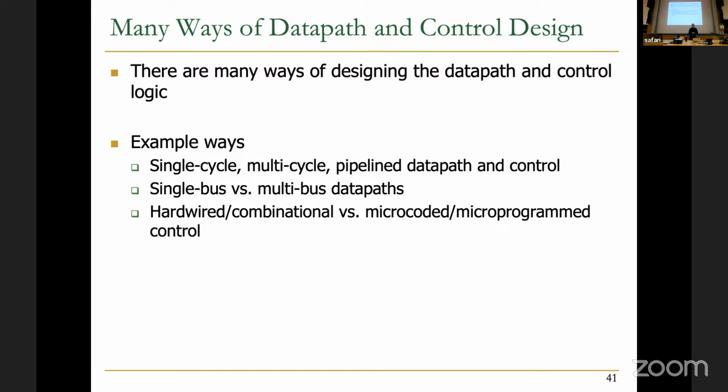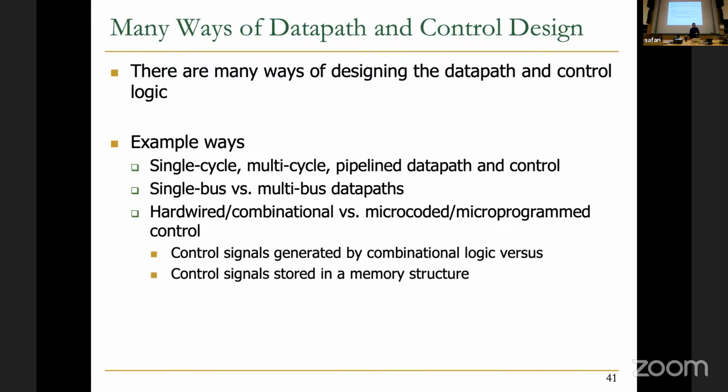Your control logic could be hardwired, combinational, or micro-coded, micro-programmed, sequential control, as we will see later. Basically, this says, how do you generate the control signals? Do you use just combinational logic, or do you store the control signals in a memory structure? And both ways are done in existing systems, actually. In cutting-edge machines, some control signals are generated using hardwired combinational logic, but some of them are stored in memory structures because there are just a lot of control signals that you need, and it's easier to do that.